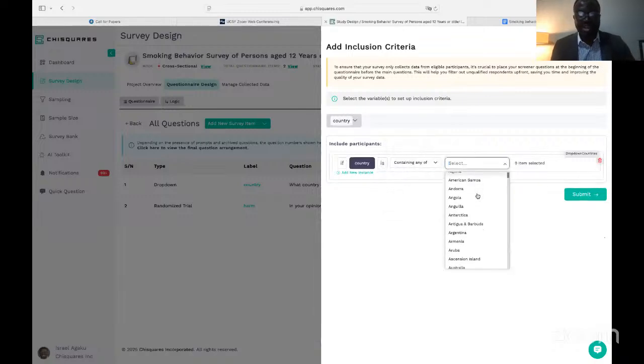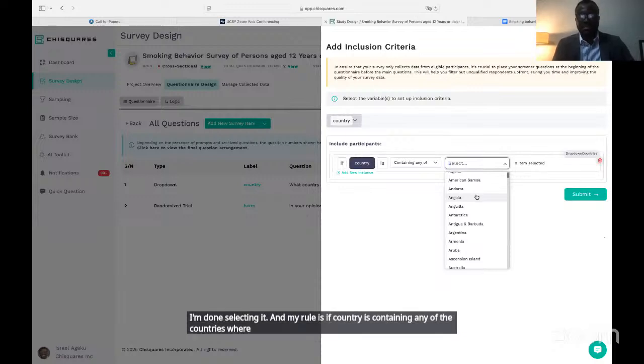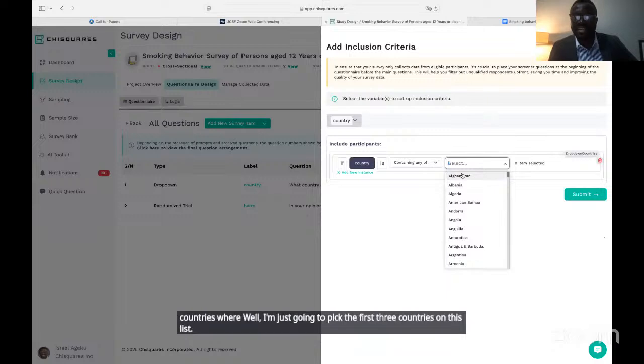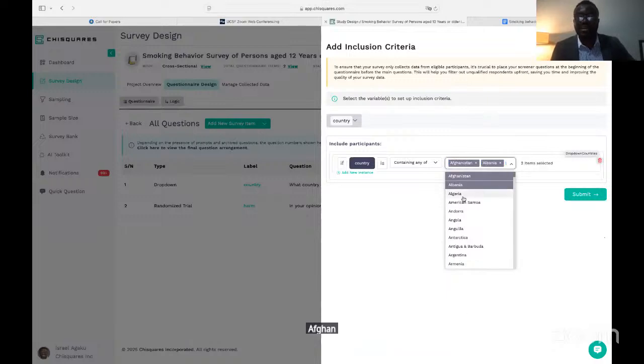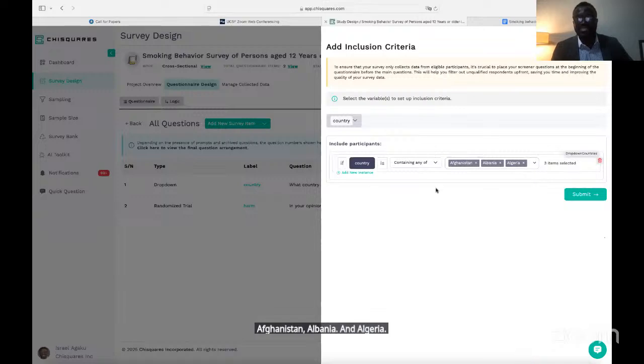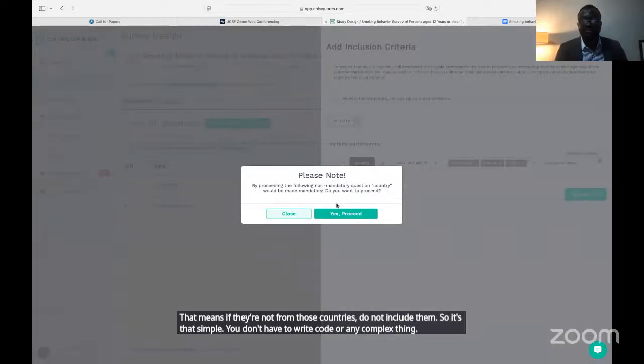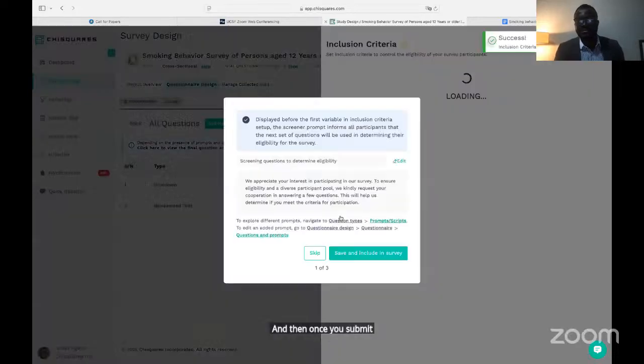the countries where, well, I'm just going to pick the first three countries on this list: Afghanistan, Albania, and Algeria. If the individual is from any of these countries, include them. That means if they're not from those countries, do not include them. So it's that simple. You don't have to write code or any complex thing. And then once you submit, that's how you set it up. So it's as simple as that.